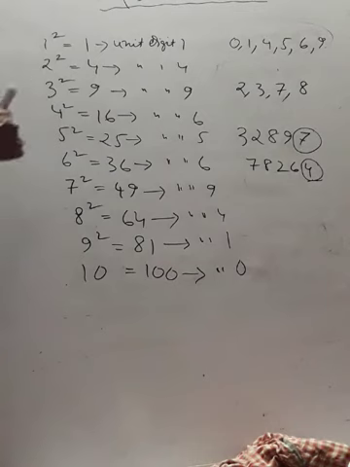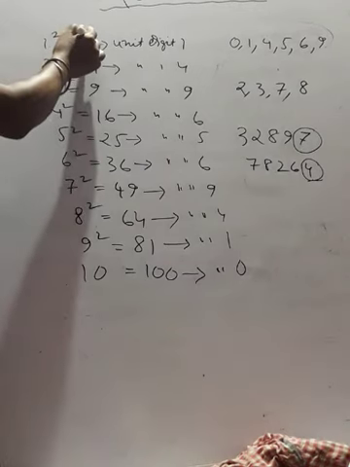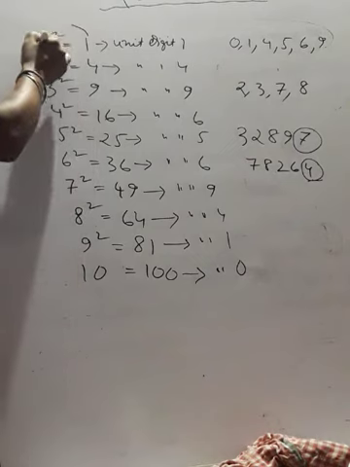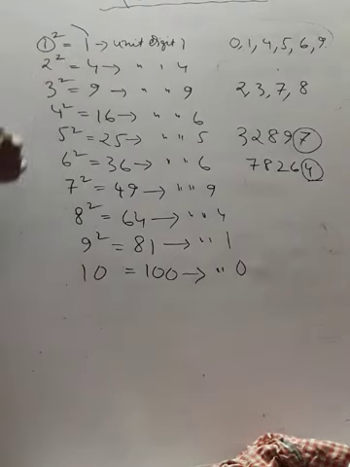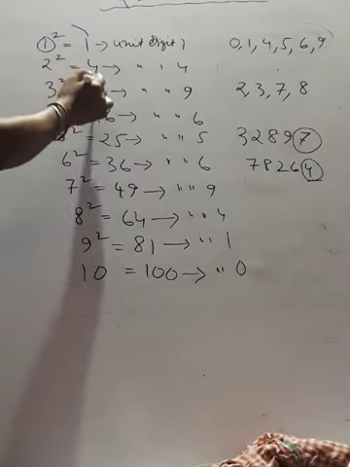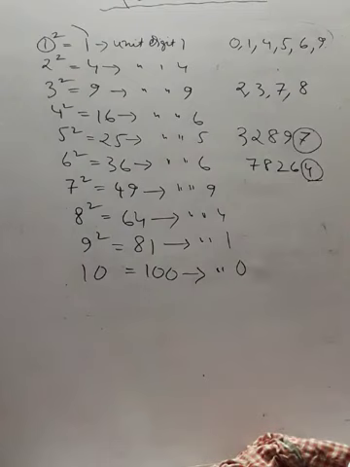So in reverse, the square root of any odd number will always be odd. The square root of any even number will always be even. So I hope it is clear to you.